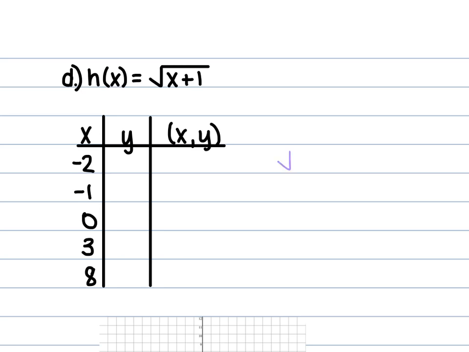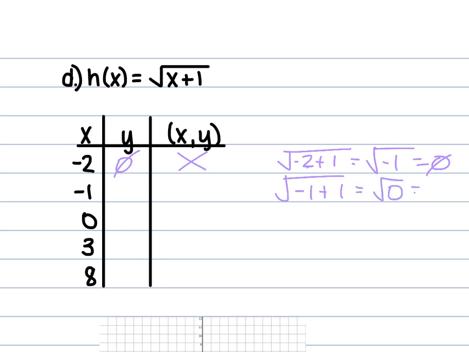If we look at example D, we have the square root of x plus 1. For negative 2, that's the square root of negative 2 plus 1, which is the square root of negative 1, which is no solution. So this is not going to be one that we work with. For the negative 1, we're going to have negative 1 plus 1 underneath the radical. That's the square root of 0, which is 0. So that's going to be the ordered pair negative 1, 0.